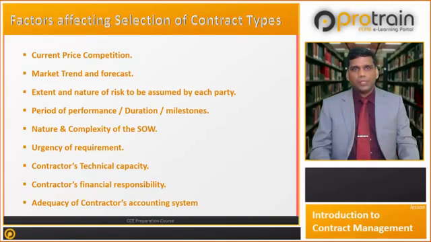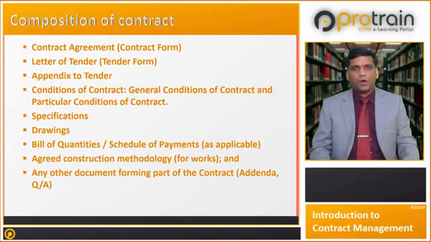Now let us look at the composition of contract. Contract agreement, also called a contract form, is a standard form of agreement signed by both parties, properly recording all the terms agreed, including the documents listed as integral part of the contract agreement. The contract form is a legally binding document and it must be carefully prepared to comply with the requirements of the relevant law.